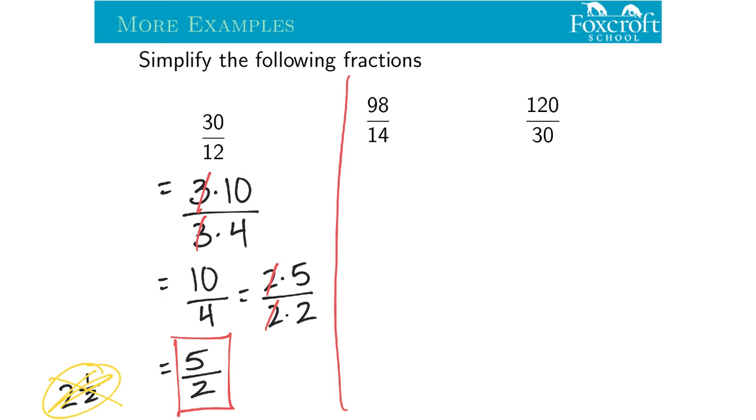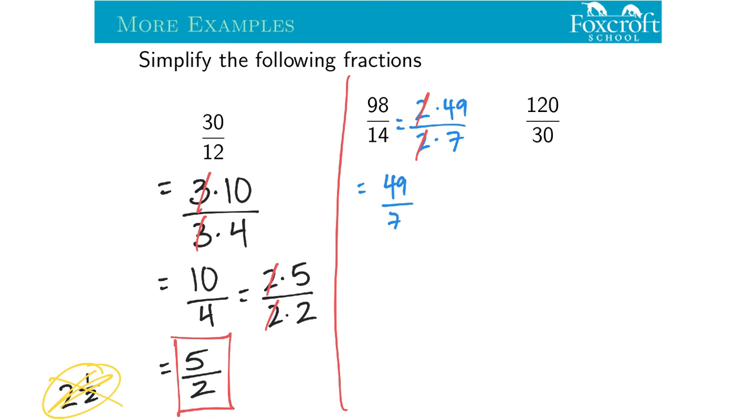All right, so let's go on to the next one, 98/14. Let's see. So 98 is definitely going to be divisible by 2. So let's start with that. I generally like to see if things are even. If they're both even, they're divisible by 2. 98 divided by 2 is going to be 49. 14 is 2 times 7. The 2's are going to cancel. I should just cross it out. All right, and that's going to be 49/7.